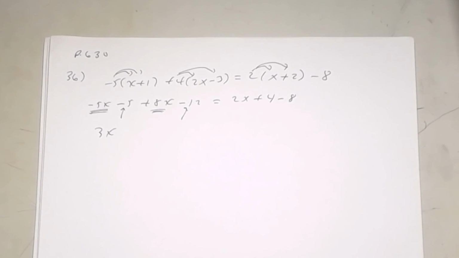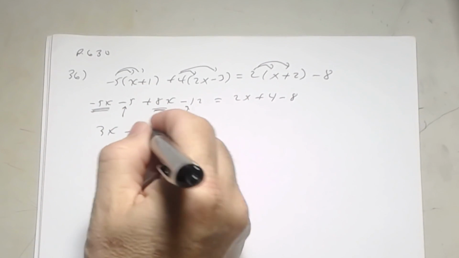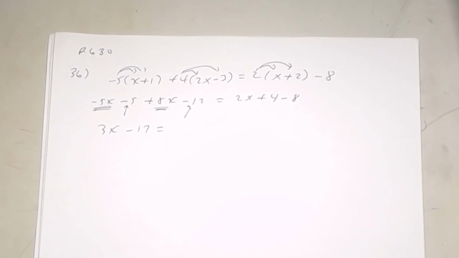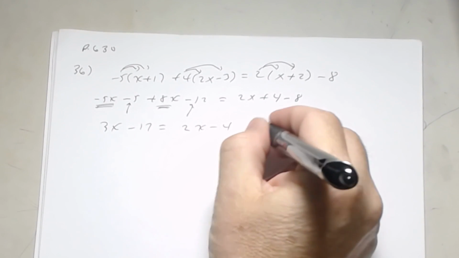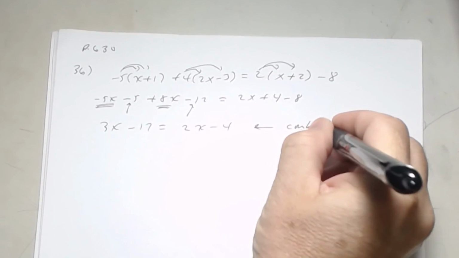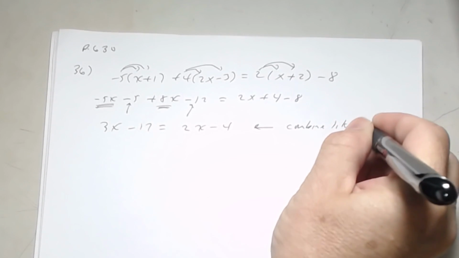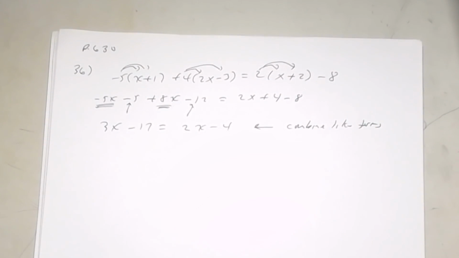Negative 12. So what's a negative 5 and a negative 12? Negative 17. Equal. On the other side, combined like terms, what do you end up with? 2x minus 4. All right? And so all we did here was combine like terms. So that's how I got that.